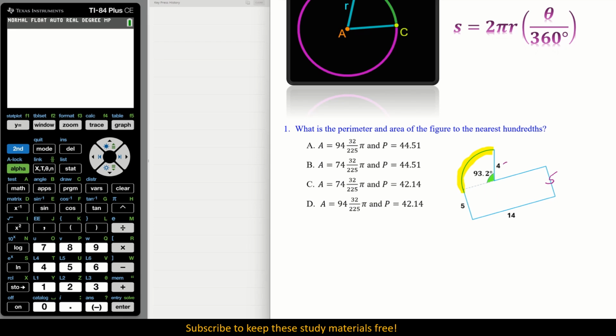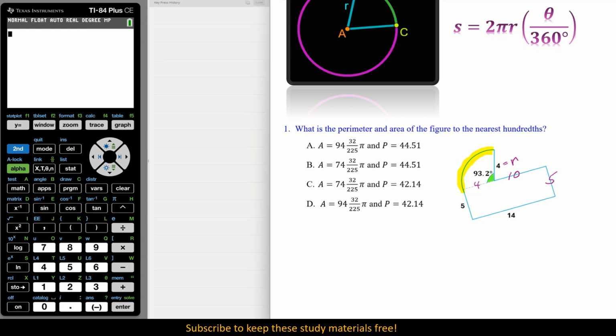Well, 4, as you can see, is equal to the radius of that circle. Let's call that R for radius. So if we have this 4 and we're talking about part of a circle, then that dashed line is 4, and 14 minus 4 is 10. So this gives us that length as 10. Now we have enough to gain the perimeter.